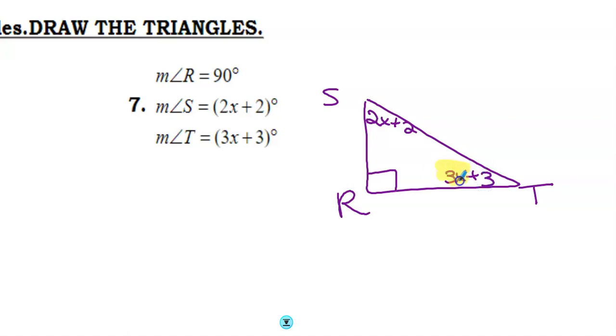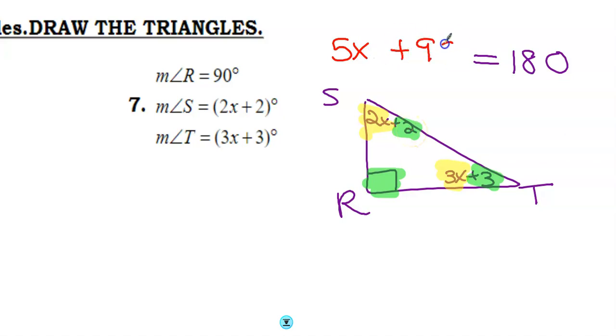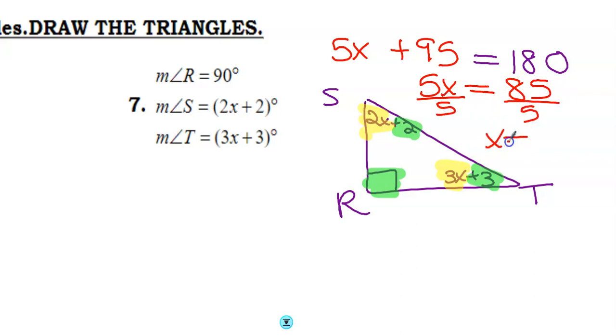So let's combine our x's. Let's combine our constants and make it equal to 180 degrees. So 2x and 3x is 5x. 90 plus 2 plus 3 is 95. And now let's subtract the 95 from both sides. We should get 85. And then divide by 5. So 85 divided by 5, and I get 17.